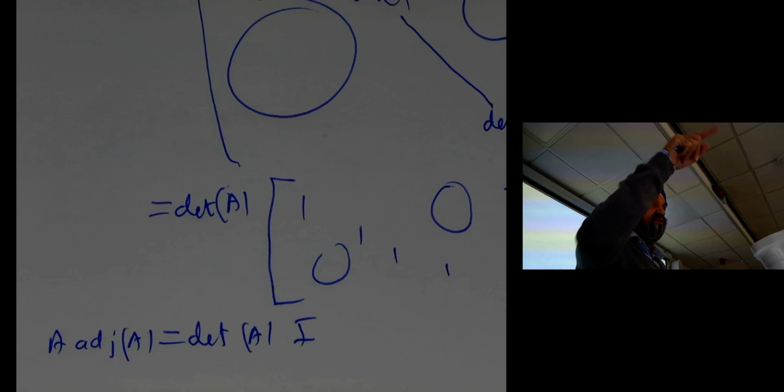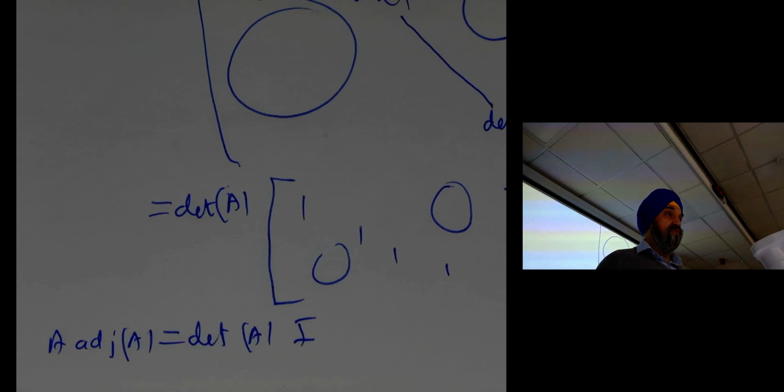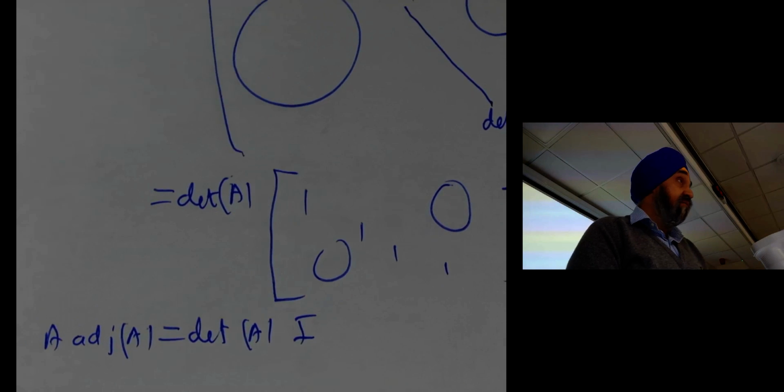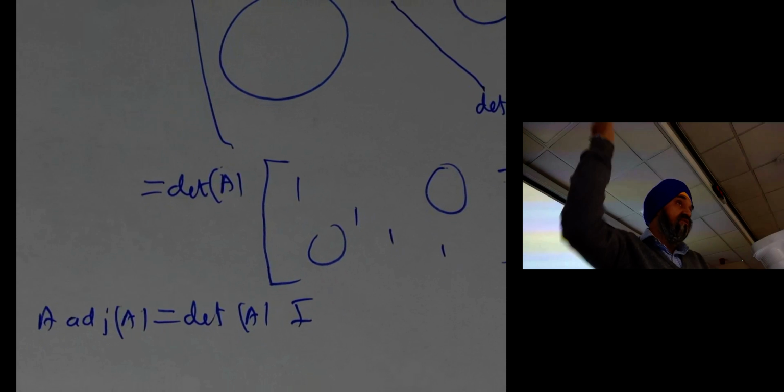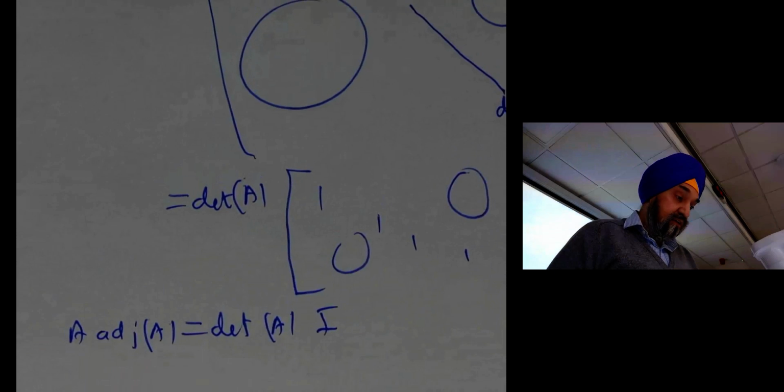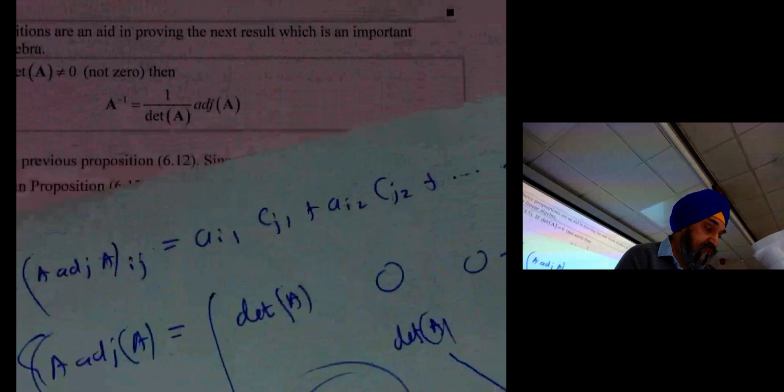I just did it for one entry, IJ, whatever it was, and then I looked at that one, and I used the previous proposition. Otherwise, it's a very difficult proof if you try to do it for every single entry. Okay, so let's prove this. How do we prove this?